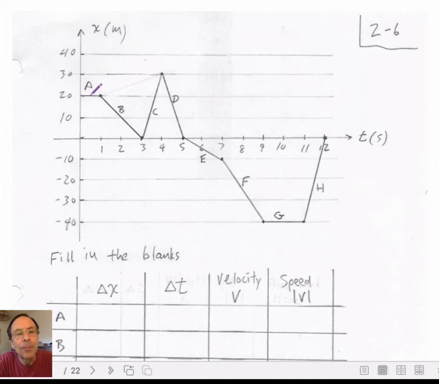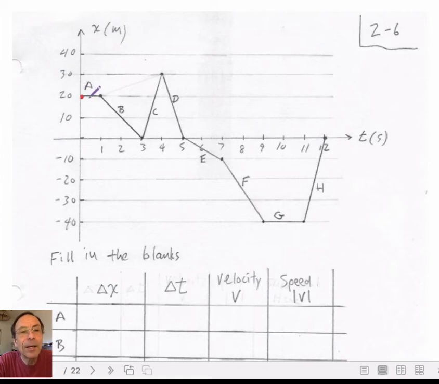So now I've divided the problem up into different time segments: time segment A, B, C, D, and so on. So let's take a look at what the motion of this robot is like. All right, so it starts at 20 meters, and so here I'll just put a dot there, 20 meters.